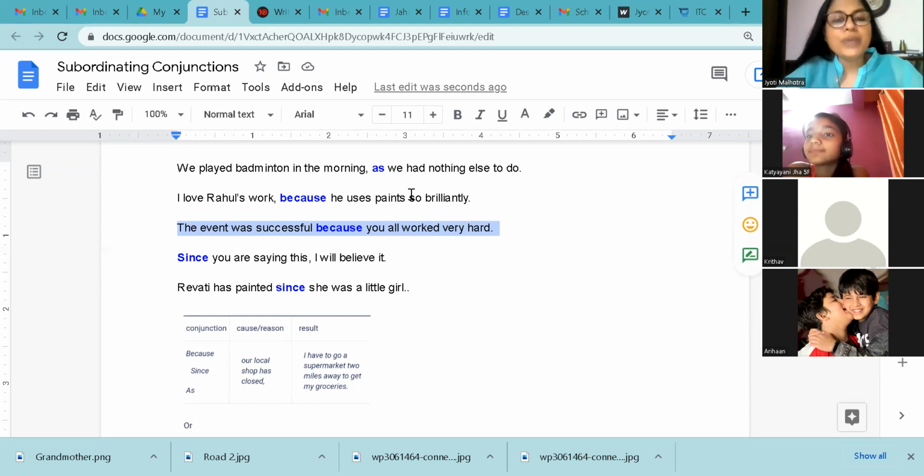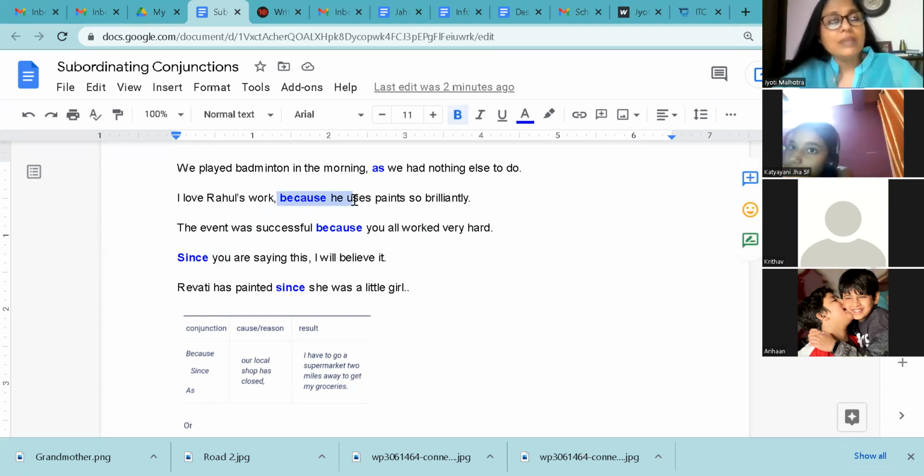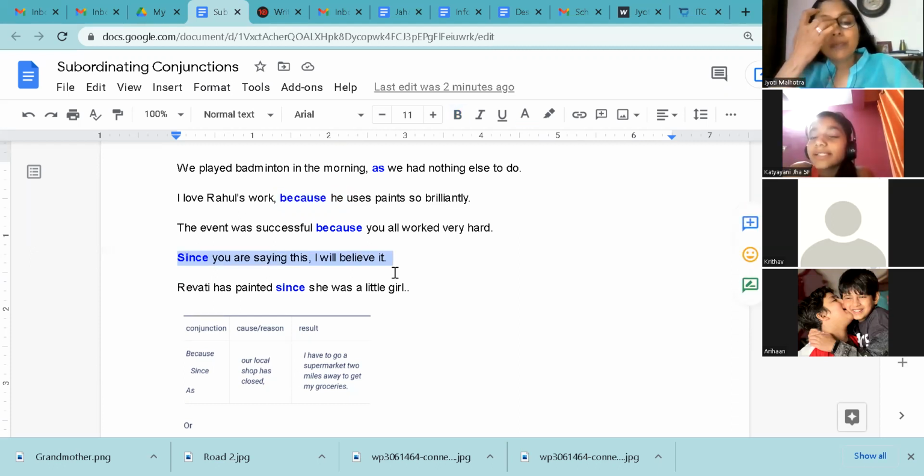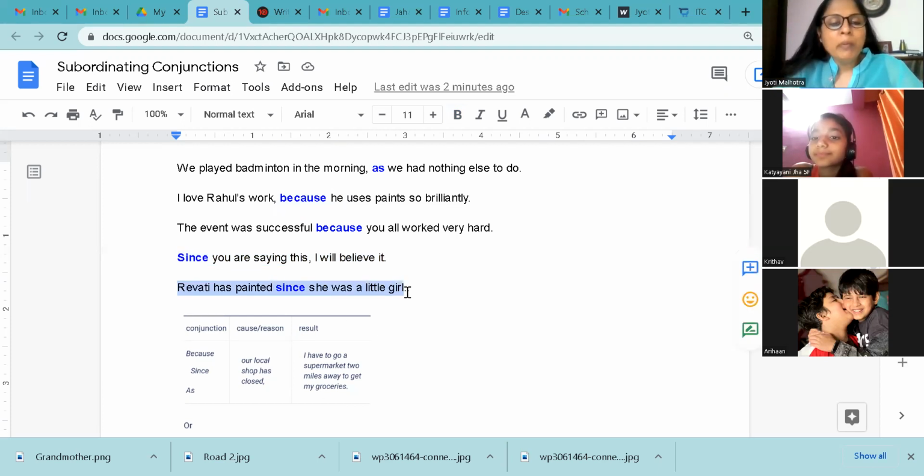So we are making use of because and as. Most of the time we don't begin the sentence with because, okay? But we can begin a sentence with since or as. In some cases, rarely, we can make use of because in the beginning also, but that's very seldom, not often. Read this. Since you are saying this, I will believe it. Revati has painted since she was a little girl.